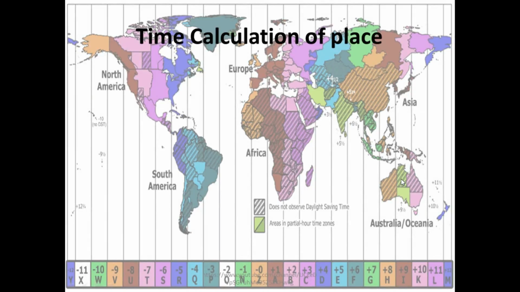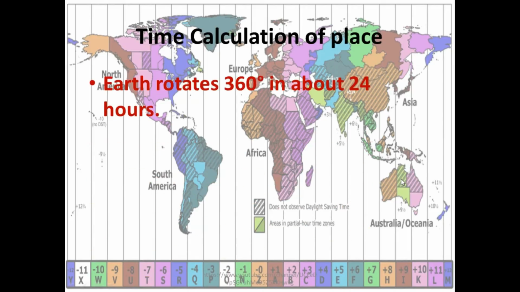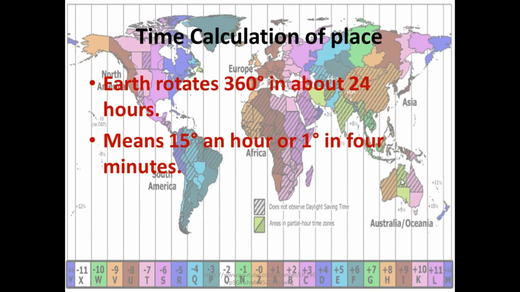Next, time calculation of a place. So how can we calculate the time of a place? Earth rotates 360 degrees in 24 hours. One rotation completes in 24 hours, 360 degrees. So for every 15 degrees, 1 hour. We already discussed, 1 degree is 4 minutes.